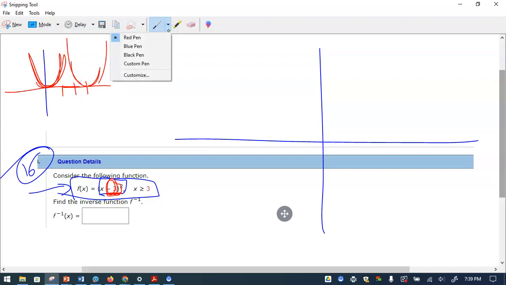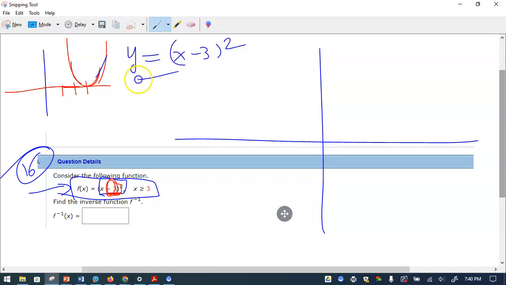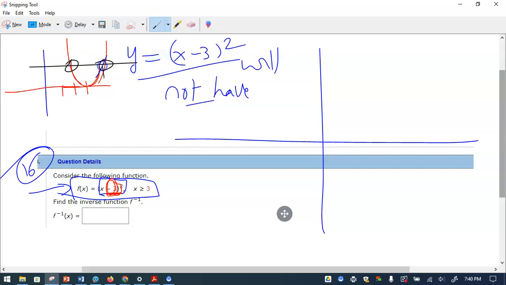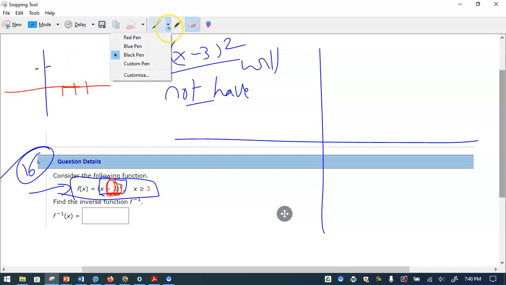But if you consider this graph, this function will not have an inverse. Let's say I have x minus 3 the whole square; this will not have an inverse. Why it will not have an inverse is because if you draw a horizontal dashed line, you see it cuts in two places. So for two inputs, the output is the same. You can see that part. So something has to be done: restrict the domain of the original function.